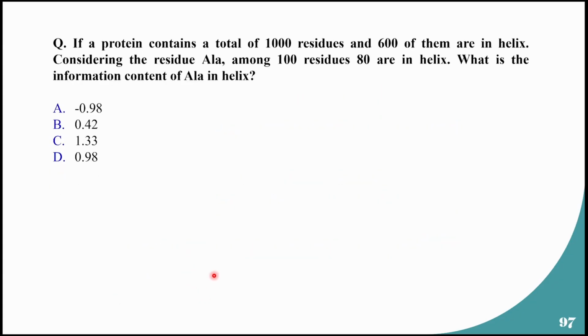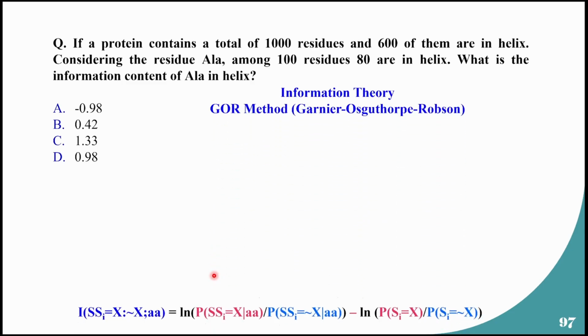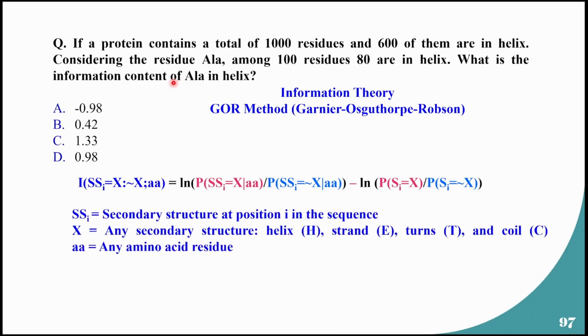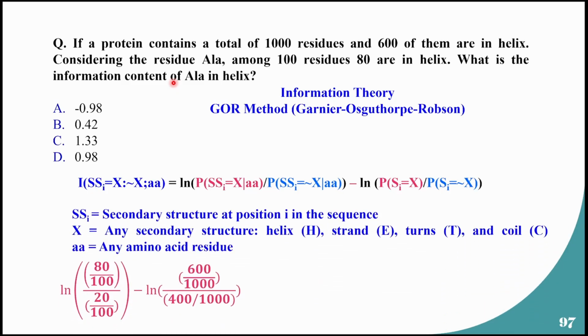Okay. Again, another kind of thing that you want to calculate from the amino acid sequences. So that was the GOR method, which is the Garnier-Osguthorpe-Robson method for information theory. Information theory is again kind of explaining a similar sort of thing. Basically, the information content of alanine in helix. So kind of similar to, what is the propensity of alanine to be present in helix? Same kind of way, you calculate in a similar way. Remember this type of formula.